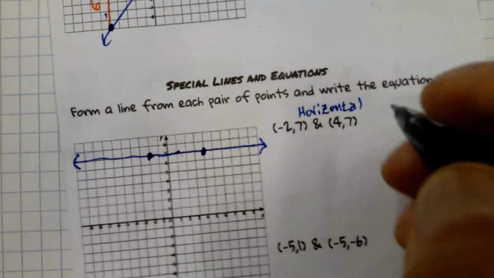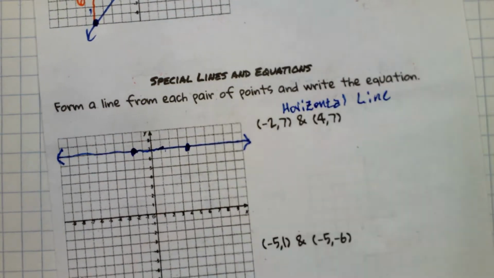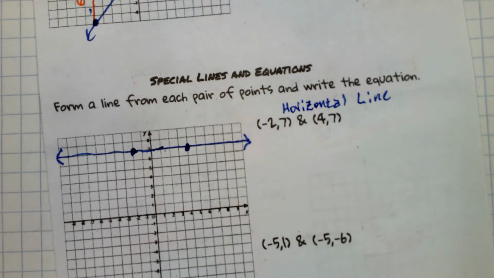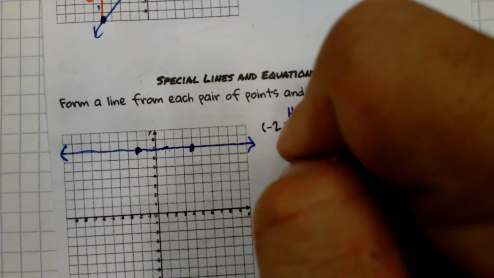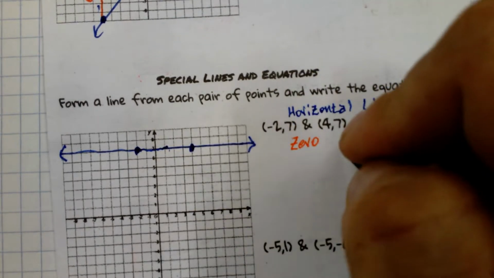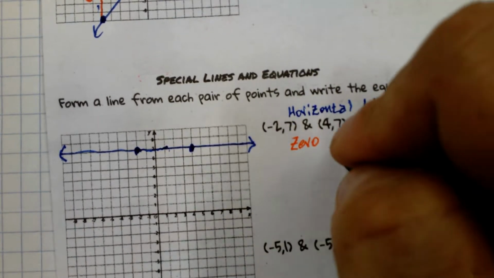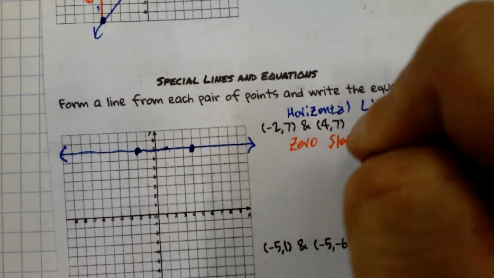Does anyone recall what's the slope of a horizontal line? 0. Yeah. So it has a 0 slope.